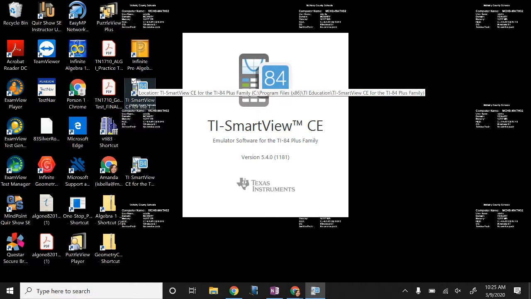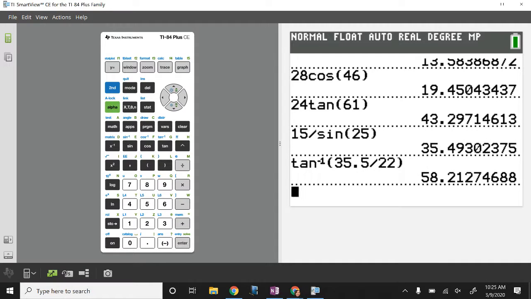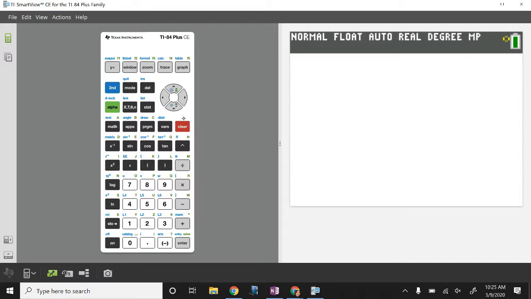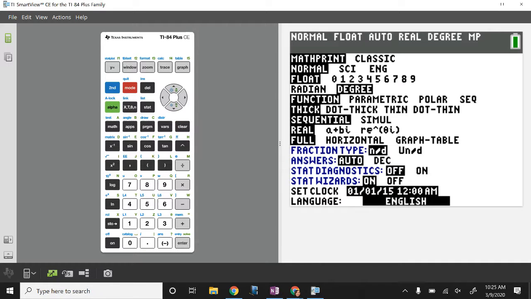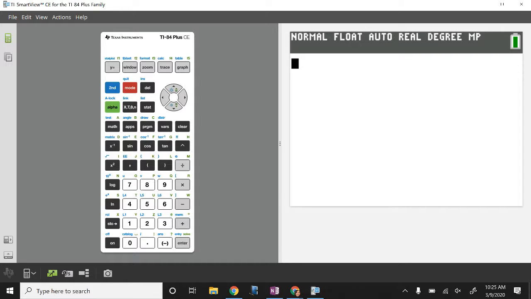What mode should we make sure we're in? Before you do anything with trig, make sure you're in degree mode. So I'm going to do that with mine. You click the mode button and make sure degree is highlighted. Y'all's highlighted. How do you go back to the home screen? Second mode goes home.